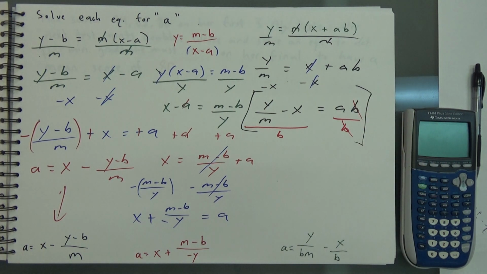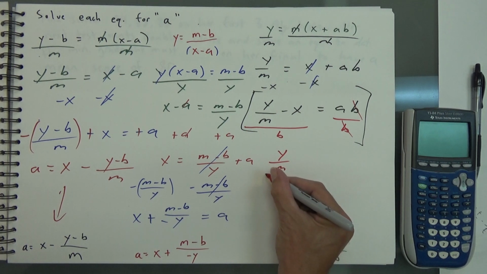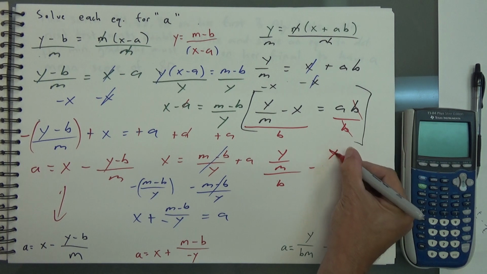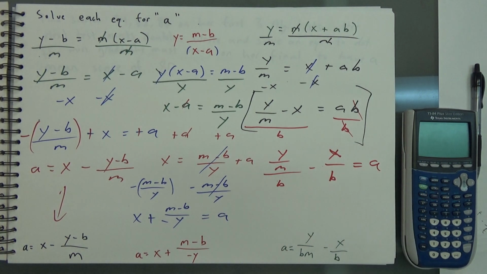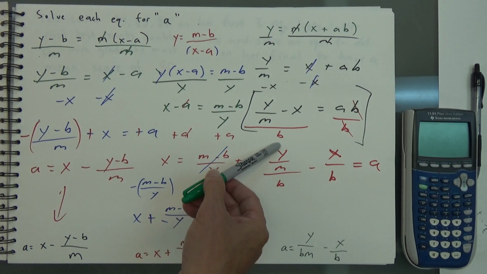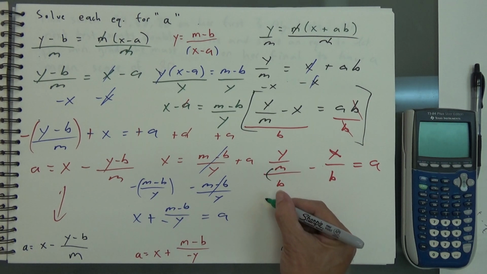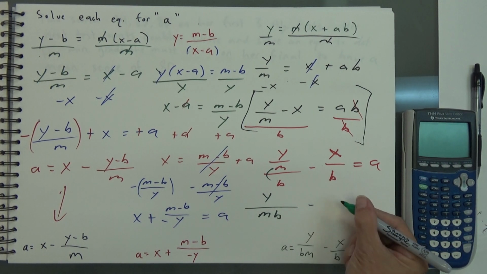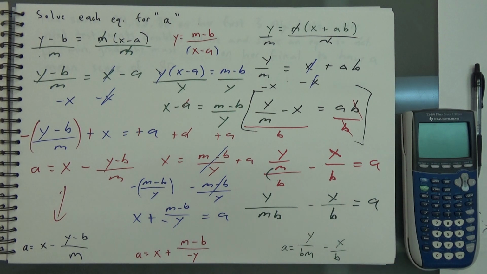And what happens is this becomes, I'll do this in 2 steps. If I separate, this is y over m all over b minus x over b equals a. And then I divide y by this fraction. These get multiplied together in the denominator. Y divided by mb minus x over b equals a.